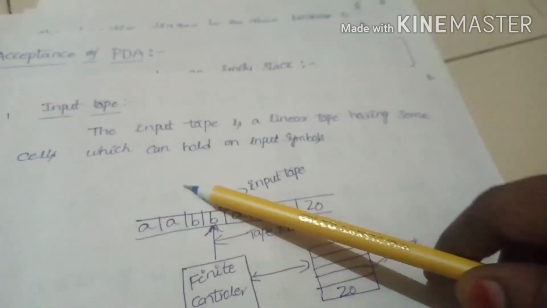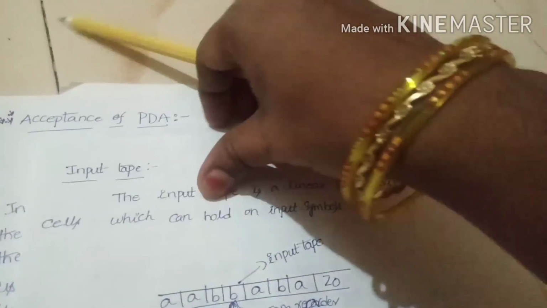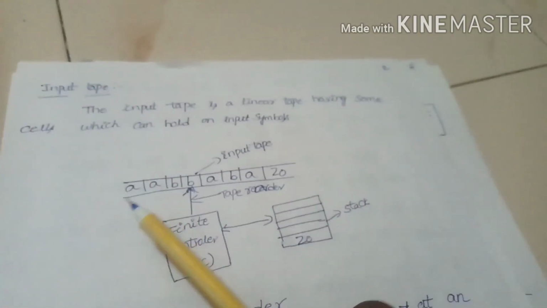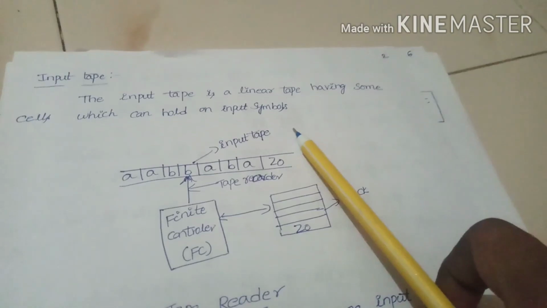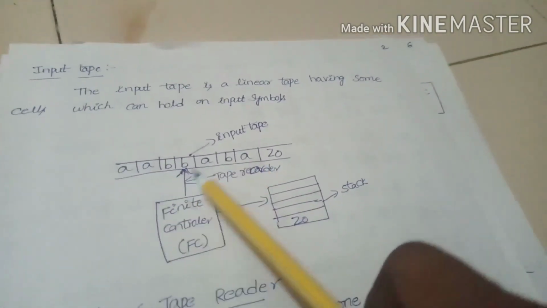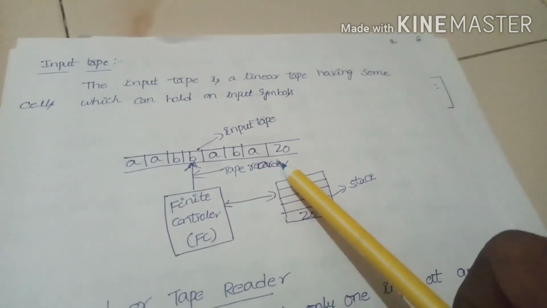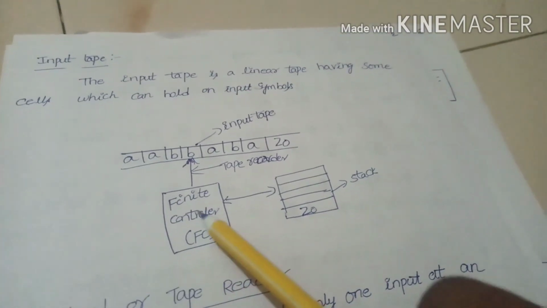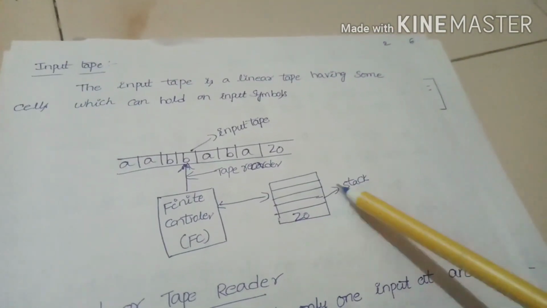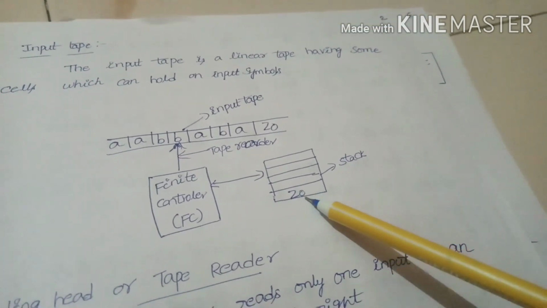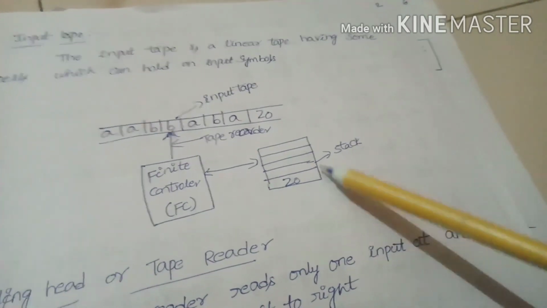First, the input tape is a linear tape having some cells which can hold input symbols. This is the input tape. It is a linear tape, taking the string one by one: A, B, B, A, B, A. Here this is the finite controller, a tape reader. Next, Z naught is in the stack. It is mandatory to give Z naught as the bottom symbol in the stack.